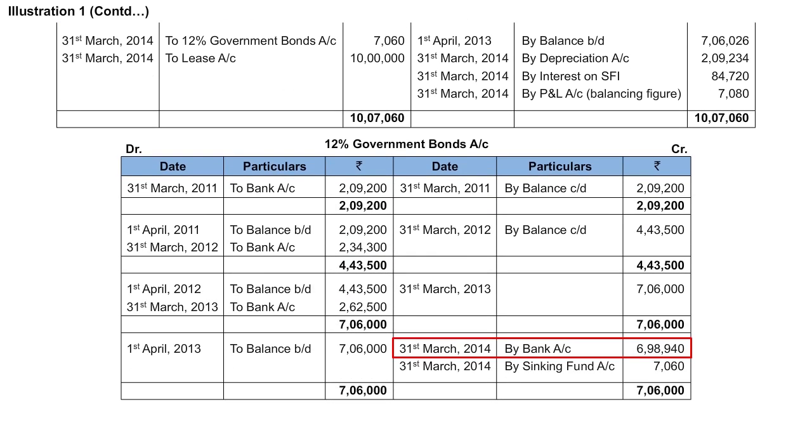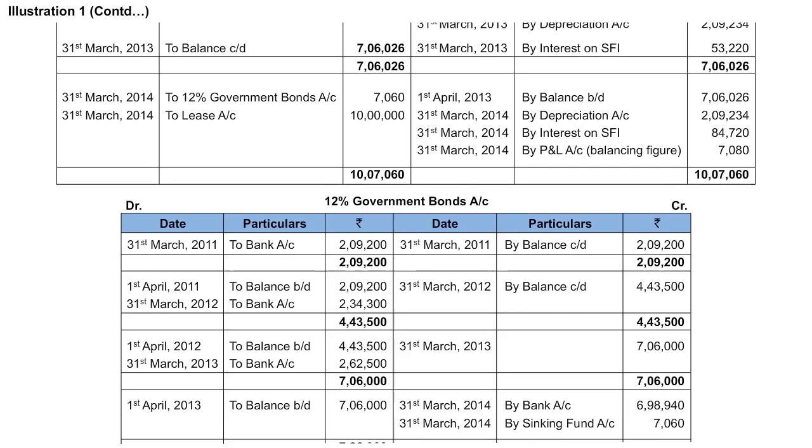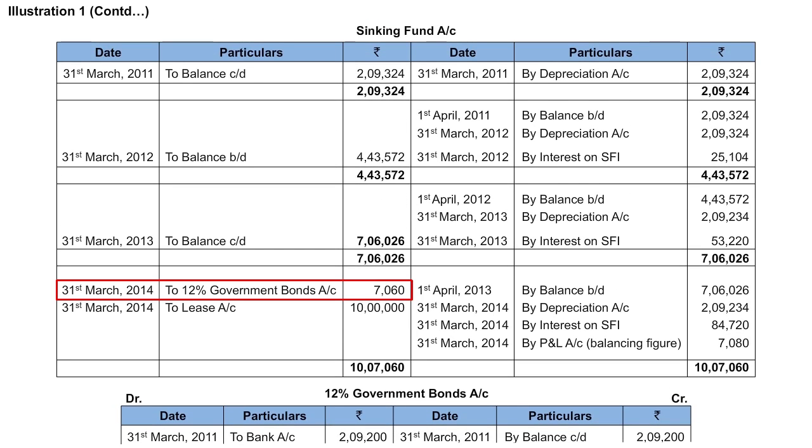So, bank account debit to sinking fund investment account, which is your 12% government bonds account. So, bank account debit to 12% government bonds account, 698,940. So, you have a book value of 7,06,000 and you have sold it for 698,940. So, that means it is a loss. You have sold it at a lesser value. So, this loss again will be transferred to sinking fund account. So, by sinking fund account 7060. That is how you will close the 12% government bonds account. So, 7060 will be debited in sinking fund.